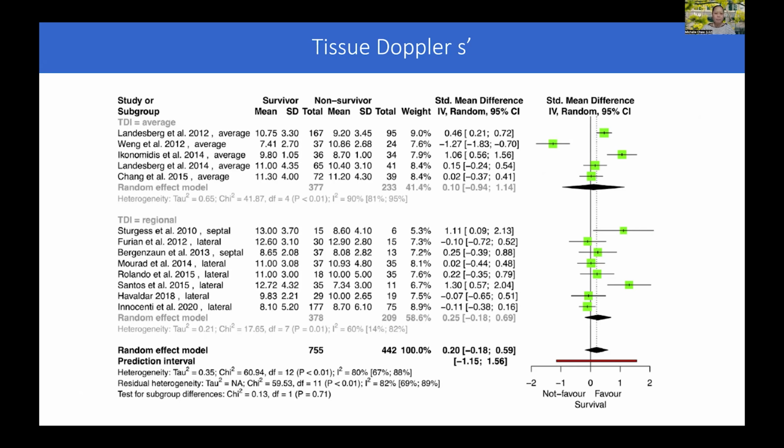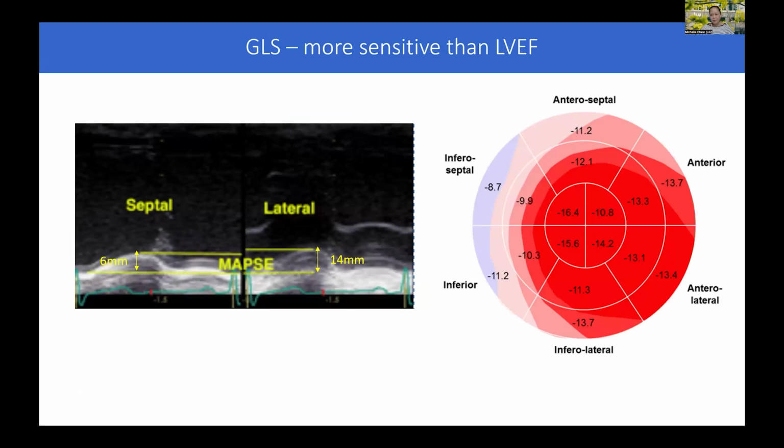mortality. Now, in later years, we all came to understand that global longitudinal strain was a more sensitive indicator of left ventricular systolic dysfunction. And indeed, it is in heart failure patients and in patients within the cardiology setting. Certainly, it is extremely prognostic of poor outcomes.